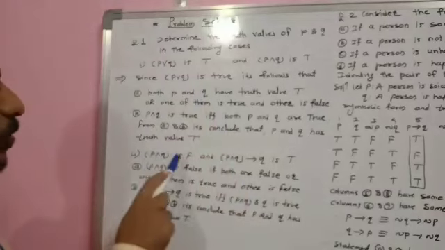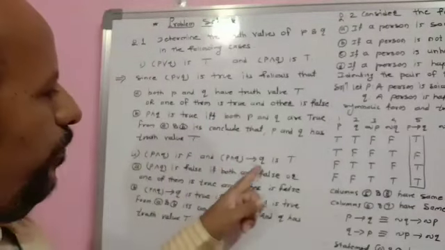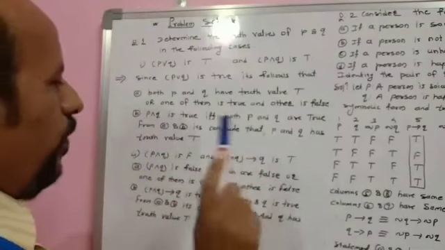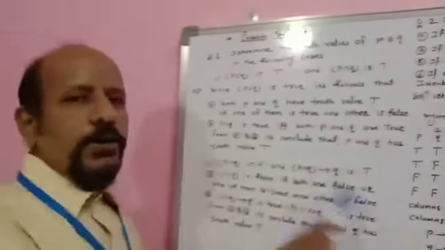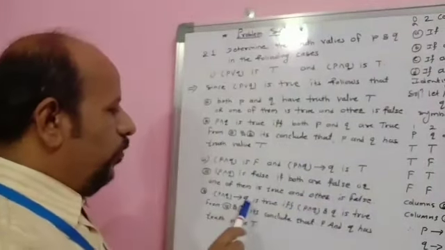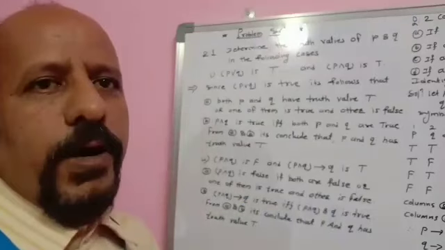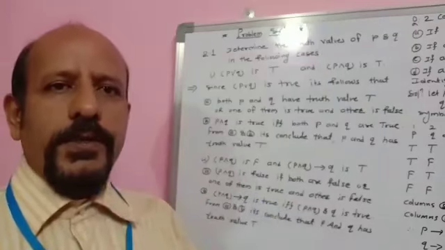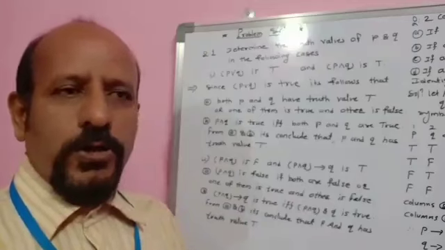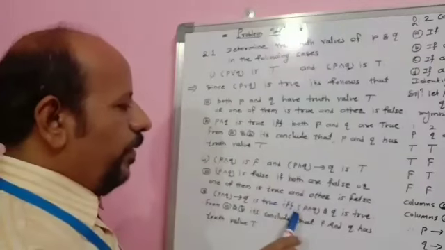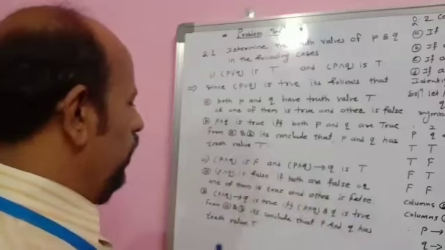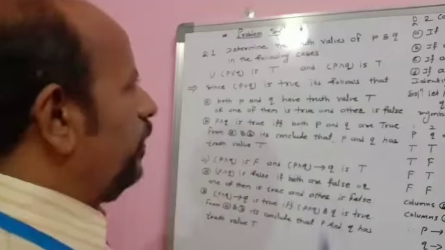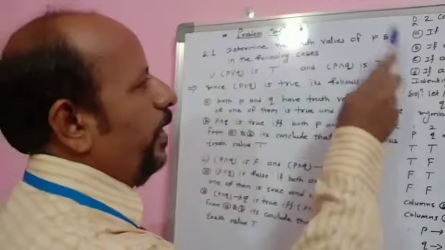Second problem: P or Q is given F and P and Q implies Q is T. Here P or Q is false if both are false. Second, P and Q implies Q. We know that in a one-way implication, T implies F means the first statement is true and the second is false, so the result is false, otherwise true. But here it is given that it is true if and only if P and Q is true. Therefore, from A and B we conclude that P and Q has truth value T. We have to find the truth values of P and Q.